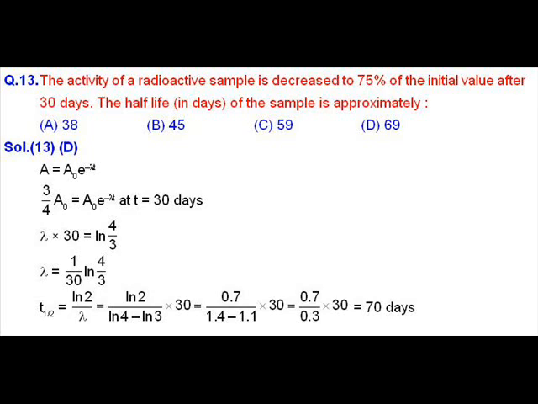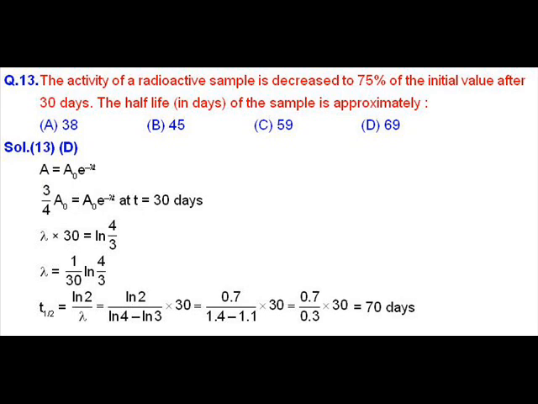Hello everyone, we are going to discuss question number 13 from MTP 3rd. Here it is given that the activity of a radioactive sample is decreased to 75%, that is 3/4 of its initial value after 30 days, and we have to find out the half-life.